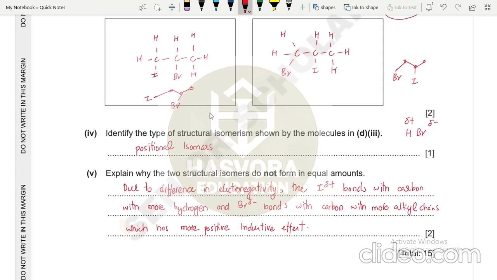So the secondary carbocation is more favored, or more stable, than primary, hence it is made in more amount. You can also say it is a major product. So hope you understand this.